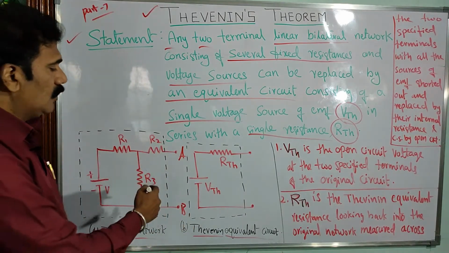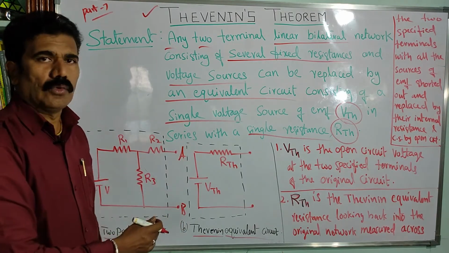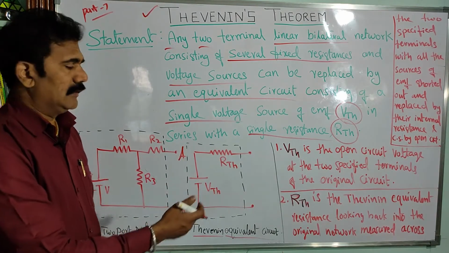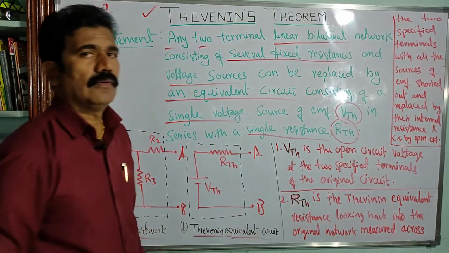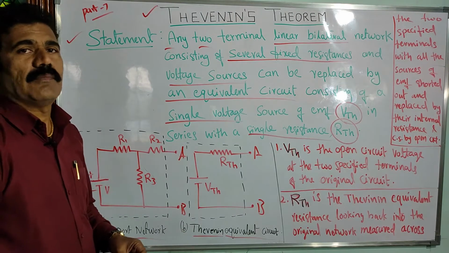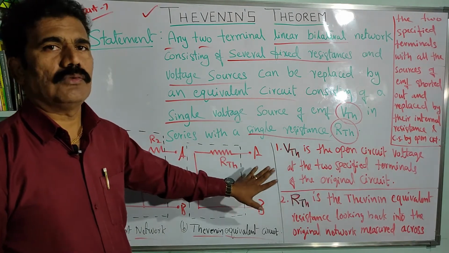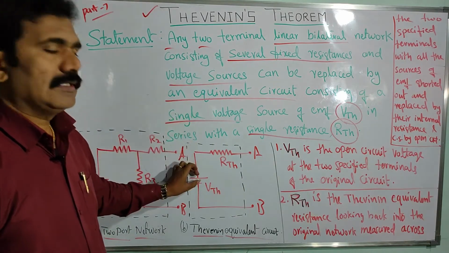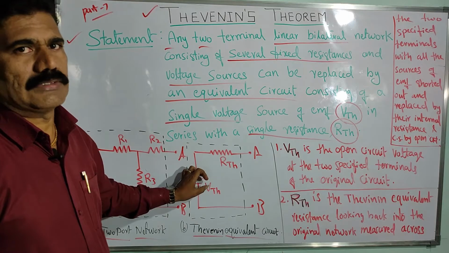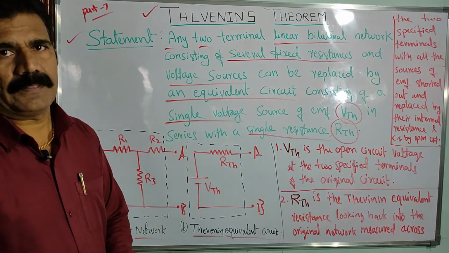Whatever output you are getting, how do you get the output? By connecting a certain load resistance here you can get the output, right? So here also you can get the same output. The output matches between the complicated network and Thevenin's equivalent circuit when you replace all the resistances by a single resistance connected in series with the Thevenin's equivalent voltage source. That is a simple statement of Thevenin's theorem, clear?